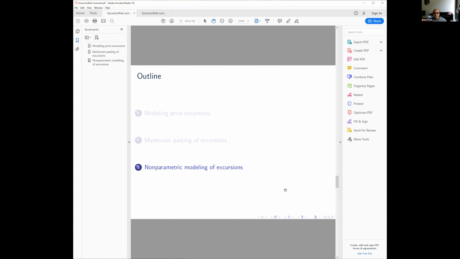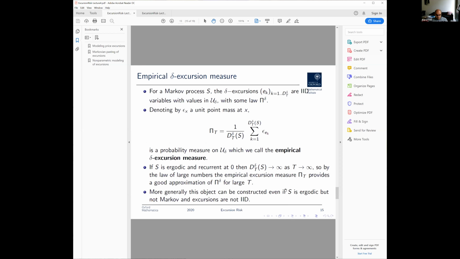So in this last part, I'm going to describe a more flexible approach that doesn't need a specific functional form for the transitions or the SDEs, no infinitesimal description is required, but you need data. This is what I call the non-parametric approach to modeling of excursions.